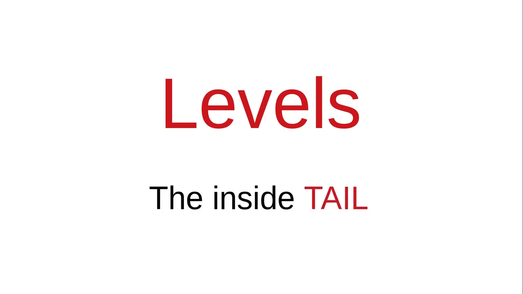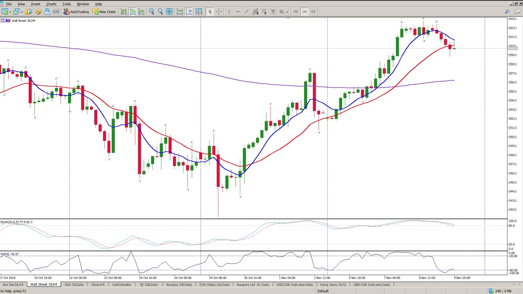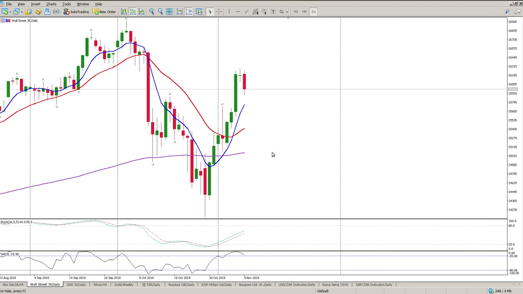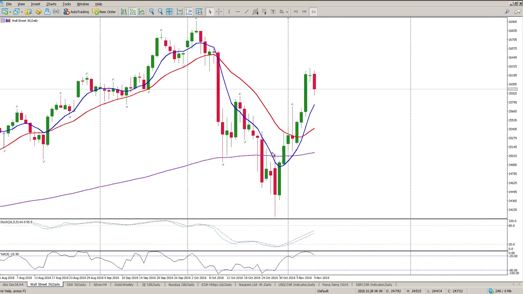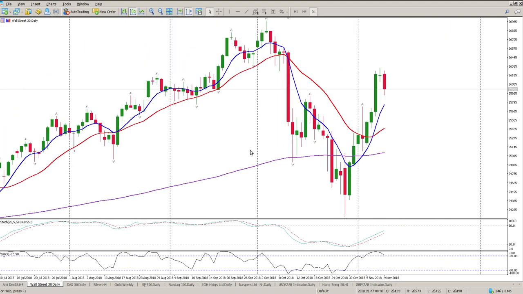Okay, so we've chatted about candles, we've chatted about the setup, and we are now going to talk about levels, or as I refer to them, the inside tail. Now levels are pretty much support and resistance. You can do your own homework on support and resistance. I'm going to give you the way I look at it, and the only way that I trade support and resistance anyway. I don't get too stuck into the detail of long-term support and resistance. I try and trade with the now.